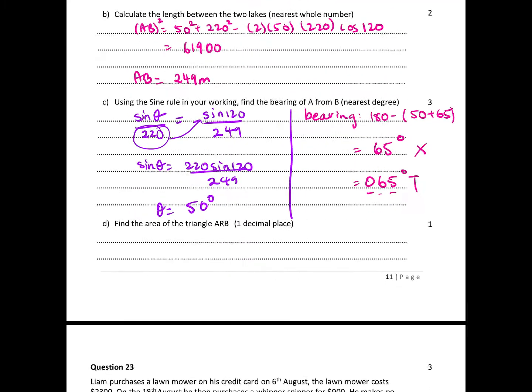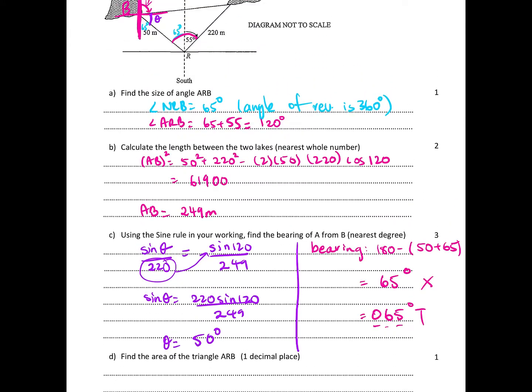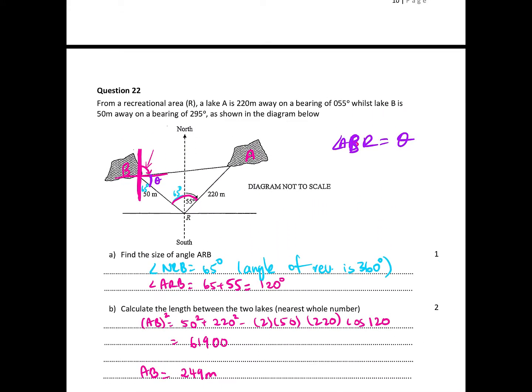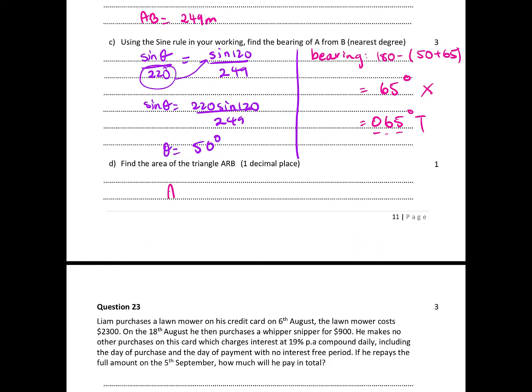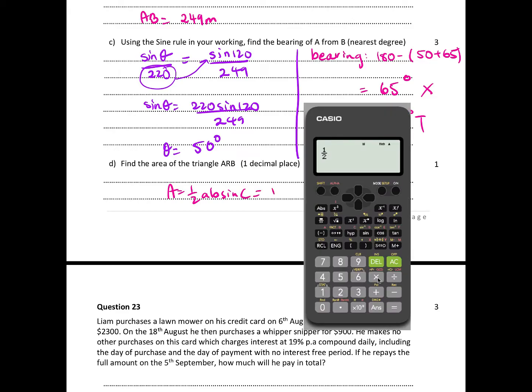And then finally for part D, find the area of the triangle ARB. Well, that's really straightforward. I just need to use the formula half AB sine C. Like I said, I've got these two sides and angle bounds in the middle. I'll just use those ones again. So for your area, it's half AB sine C, which is half times 220 times 50 times sine 120. Plug it in on your calculator and want it to one decimal place, so that's 4,763.1 square meters.